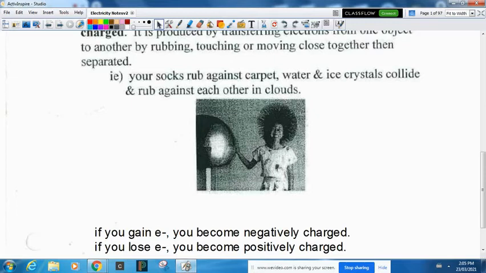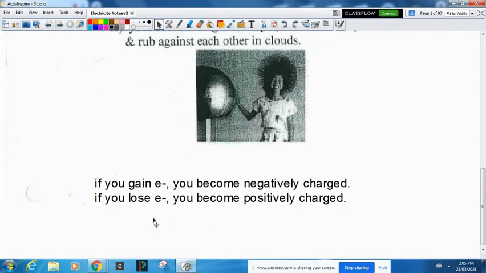She's building up charge, and her hair is all standing out. We do have this device, so I'm hoping we managed to stay in school in order to be able to use the Van de Graaff generator. I'm reminding you here, if you gain electrons, you become negatively charged. If you lose electrons, you become positively charged. And of course, as you're going through this video, if you need to pause it to fill in your notes, there's nothing preventing you from doing that.